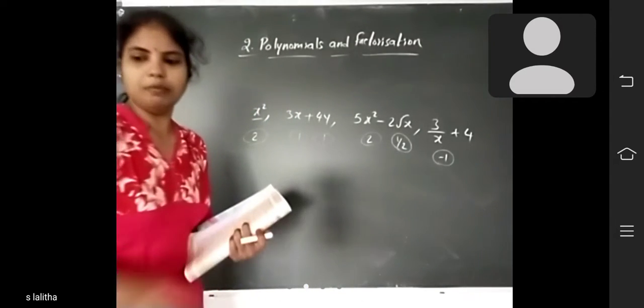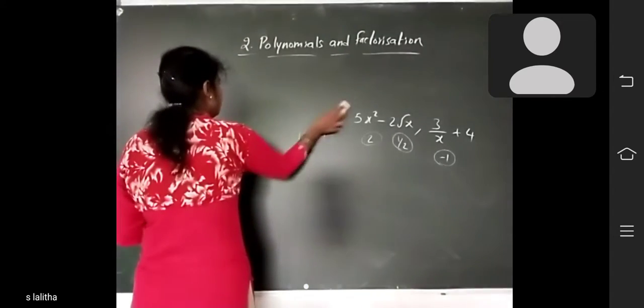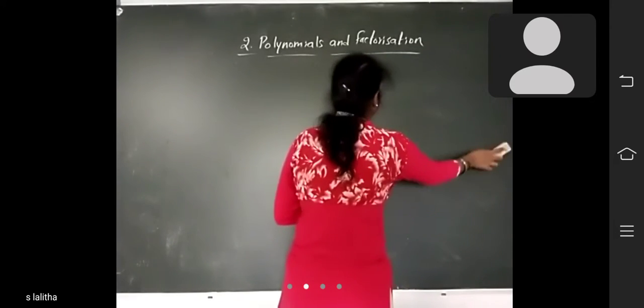Did you understand polynomials, children? Now write the definition. Take your CWs, put the heading: second chapter, polynomials and factorization.